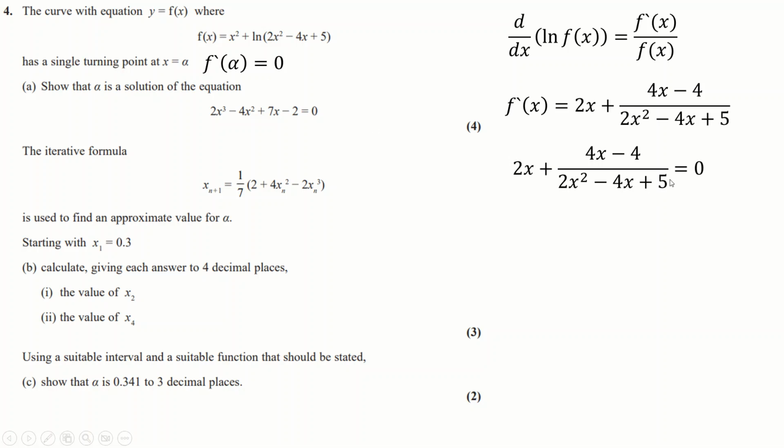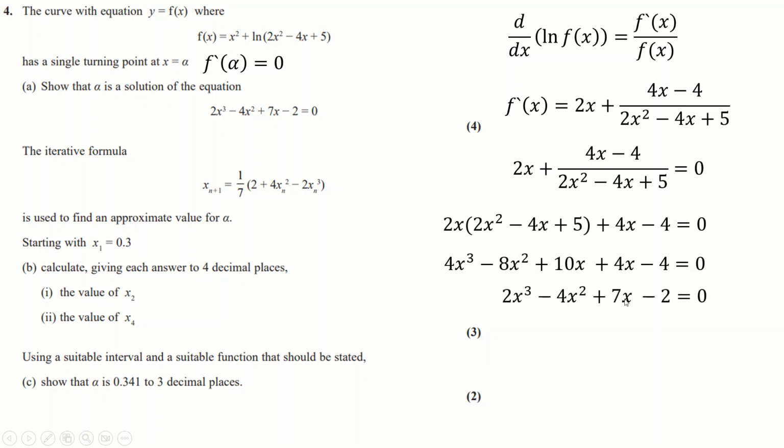Times everything by this denominator, because 0 times this denominator is still 0. Tidy this all up, and we eventually end up with the quadratic that they want us to show, and so because they told us that alpha was the solution, then that means that alpha is the solution to this, or at least one of them.